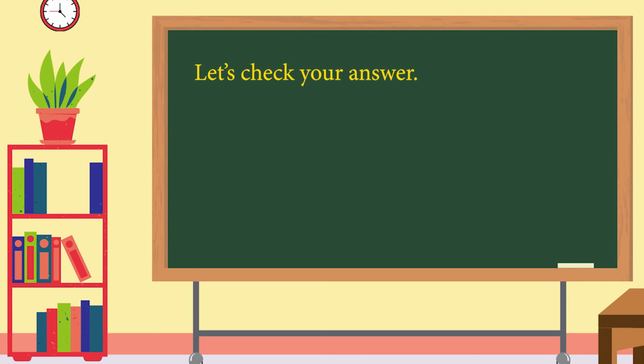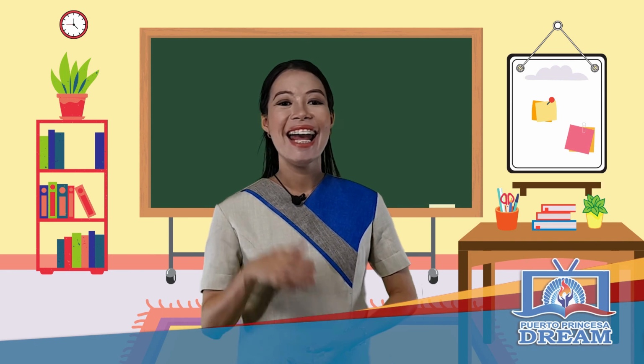Let's check your work. For number 1, letter B. Number 2, letter A. Number 3, letter A. Number 4, letter A. And last, number 5, letter D. Did you get a perfect score? Excellent! I believe everybody got a perfect score because you have shown mastery of today's lesson.